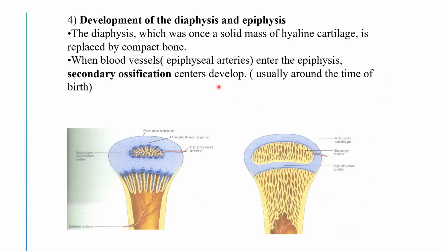And the development of diaphysis and epiphysis. The diaphysis, which was once a solid mass of hyaline cartilage, is replaced by compact bone. When the blood vessels, the epiphyseal arteries, enter the epiphysis, secondary ossification centers develop, usually around the time of birth. So secondary ossification centers develop at the epiphysis. The diaphysis is the central part of the long bone. The epiphyses are the edges, the ends of the bone.